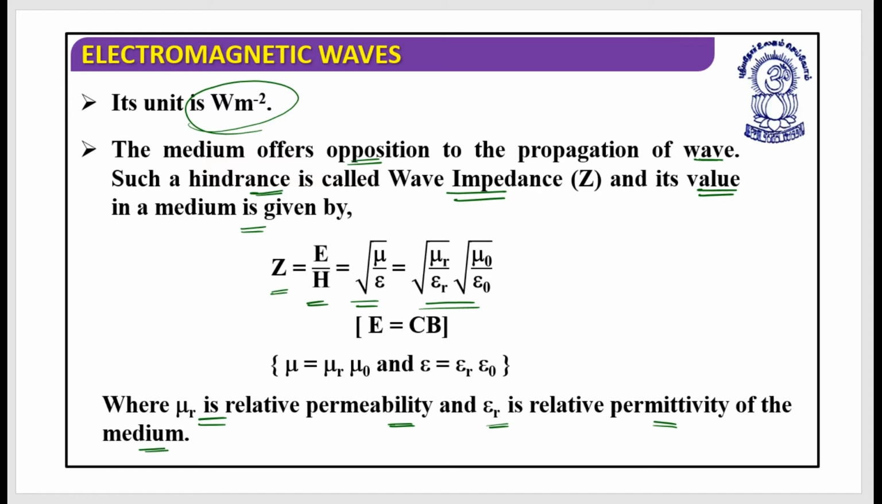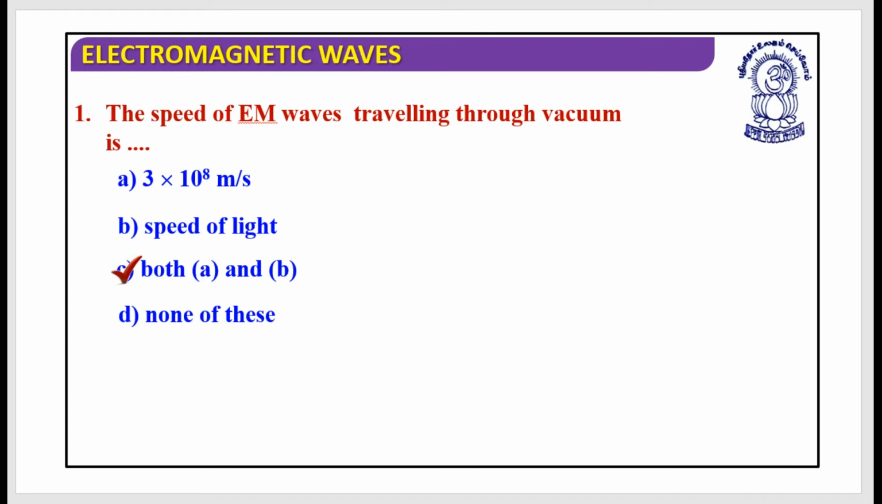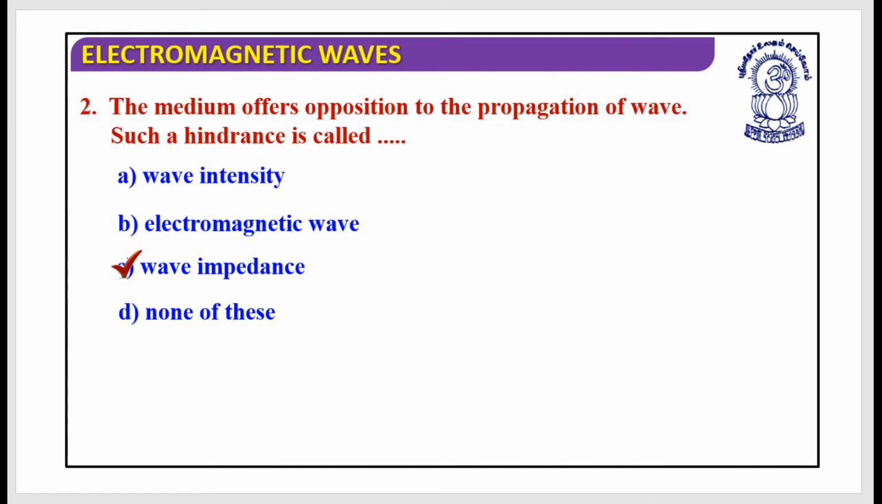Any doubts? No? Great. So are you ready for certain quick questions? Let's have a look. The question says that the speed of the EM waves traveling through vacuum is, yes, 3 into 10 to the power 8 meter per second. It's the speed of light. So the correct answer should be both A and B. Next, the medium offers opposition to the propagation of waves. Such a hindrance is called, yes, the wave impedance. Absolutely correct.